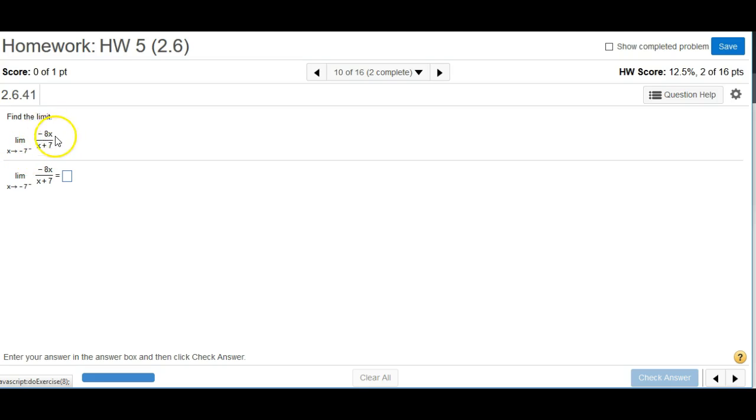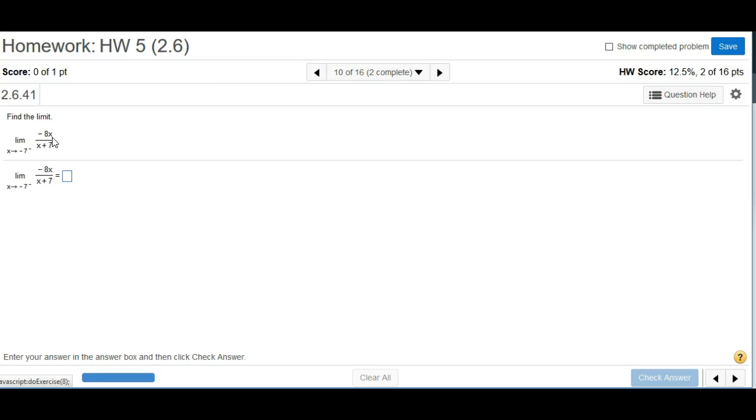So this number approaches 56, right? Minus 8 times minus 7 approaches 56. But then I have x plus 7, with x a little bit smaller than minus 7, like minus 7.01. So in other words, a little bit smaller than minus 7, plus 7, becomes a very tiny negative number, right? As x gets closer and closer to minus 7 from the left, this becomes very close to 0, but it's negative, very tiny negative number.